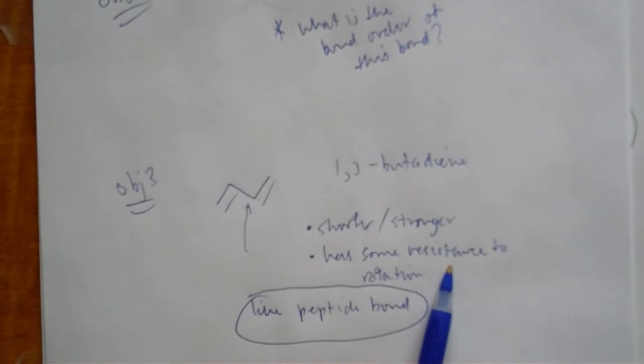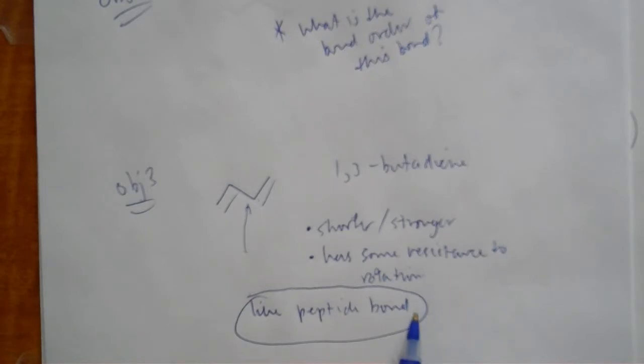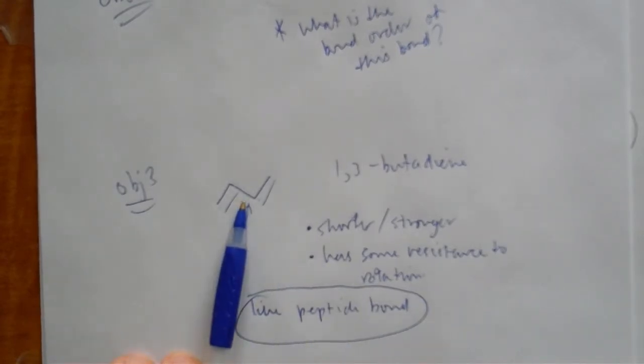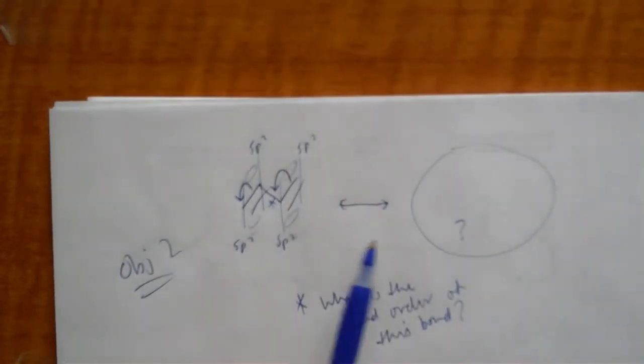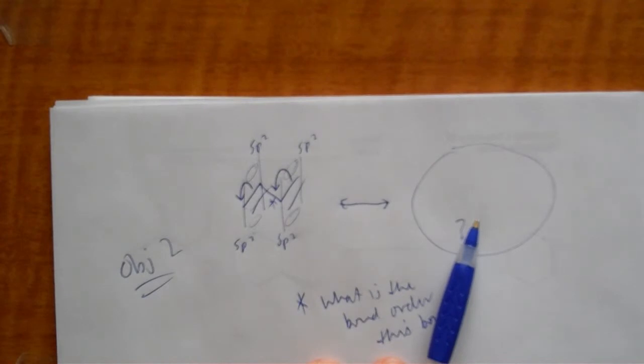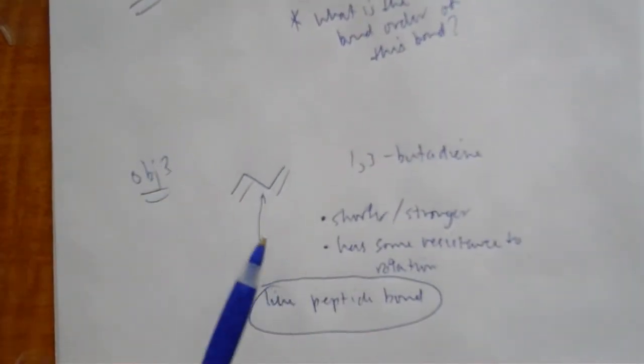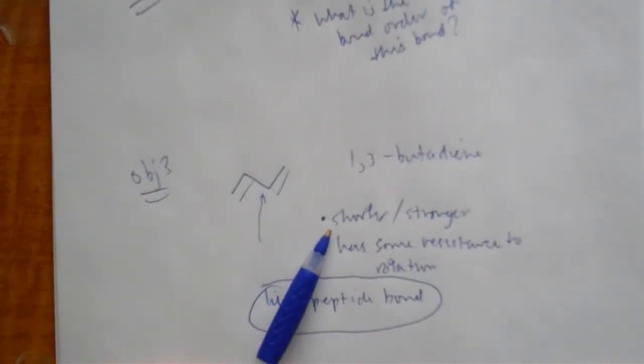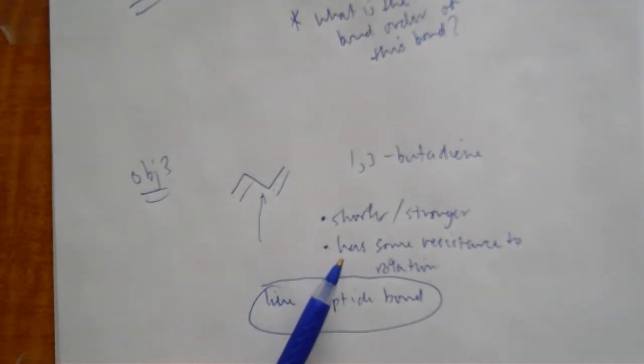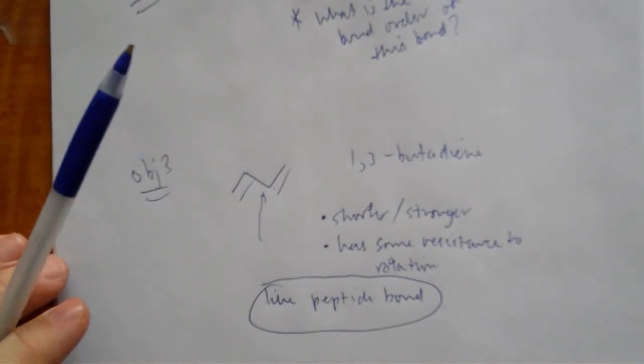How much resistance to rotation? That's an open question. We're not going to go that deep right now. We can certainly talk about that, but that's not the main point here. The main point is it has some double bond character because of this structure right here. Therefore it is shorter and stronger, and it has some resistance to rotation. We'll talk tomorrow about the implications of that.